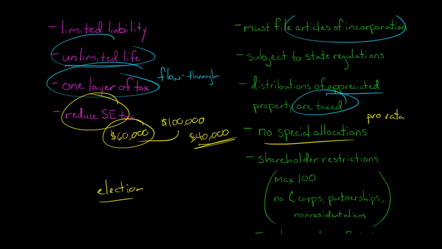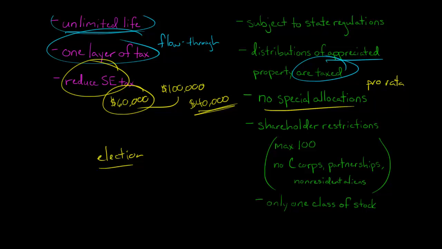So if you say, okay, well, I make this election and I meet the rules, but then later you go above 100 shareholders, now you just revoke the S corporation election. It's no longer an S corporation. Also, another disadvantage is you can only have one class of stock. So you can't say, oh, well, we've got this common stock, and then we've got preferred stock, and so forth.